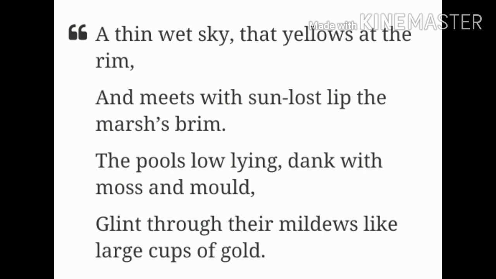And meets with sun-lost lip the marsh brim. Children, brim means the top edge of the marsh, the top edge of the wetland where it seems to meet the sky. After reading this line, we come to know that the sun has almost vanished from the sky, and it appears as if a storm is about to drench the land. Drench means making something wet.